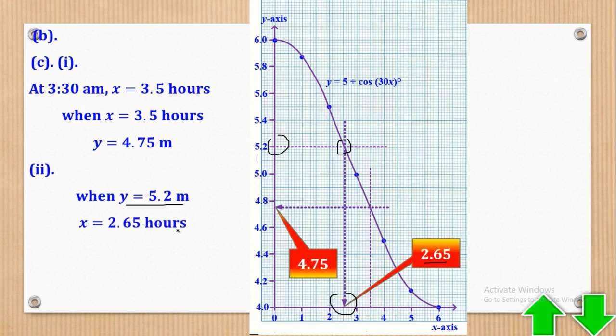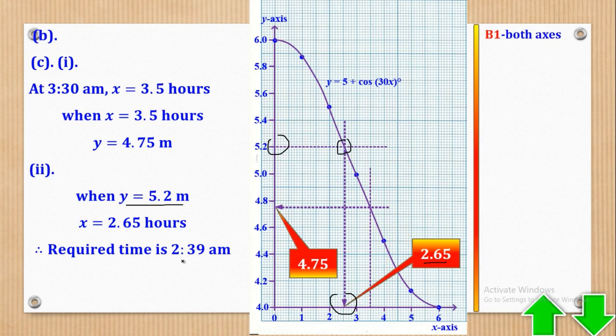Then after that I'll have to convert to the 24-hour clock. Therefore the required time will be 2:39 a.m. So basically that's what they wanted, and now let's see how much can be awarded.